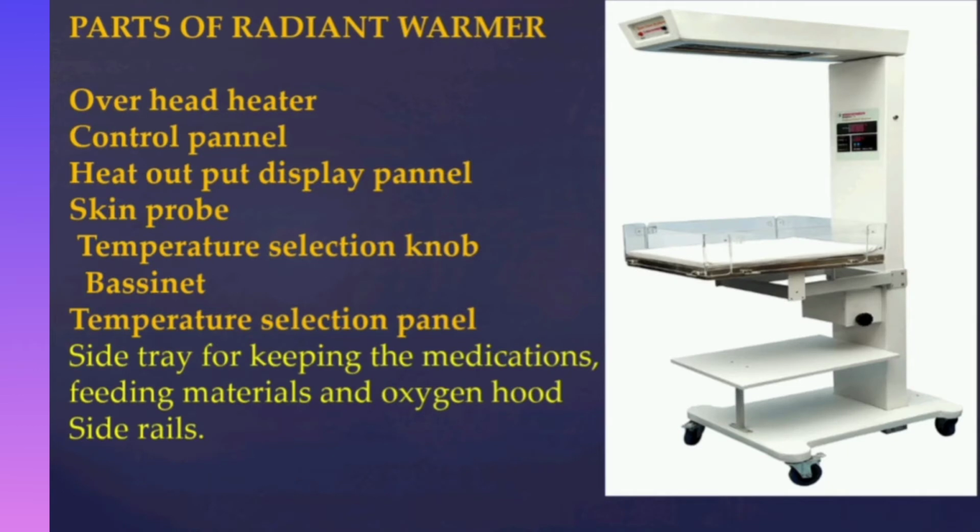Next, we can see the parts of the radiant warmer. The first part is the overhead heater. You can see the picture. The overhead heater is present at the top of the picture. It will give the heat source to the baby.